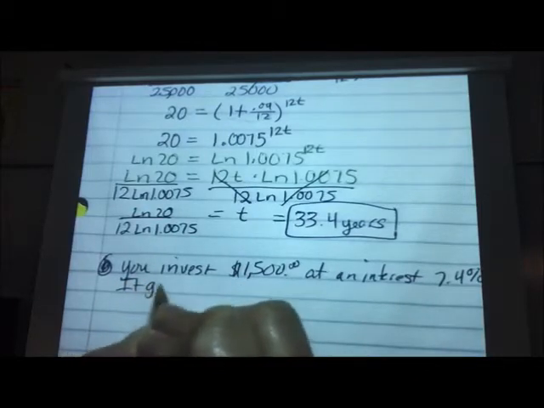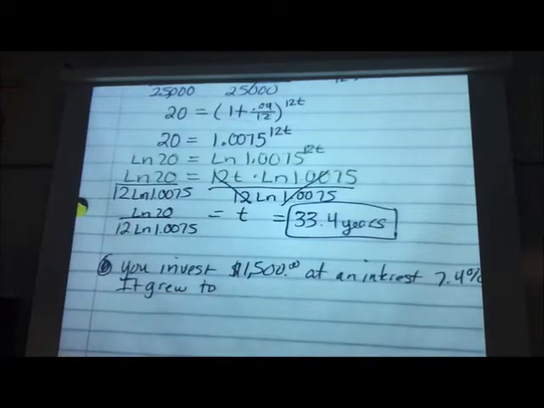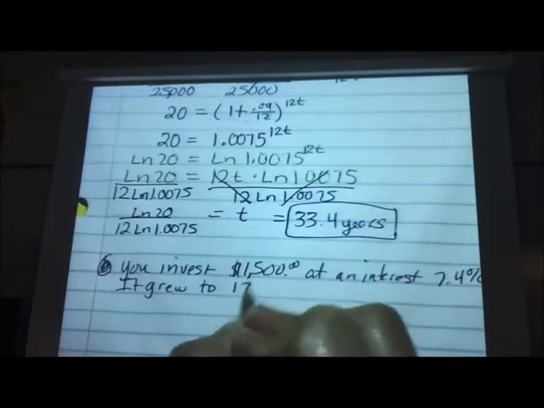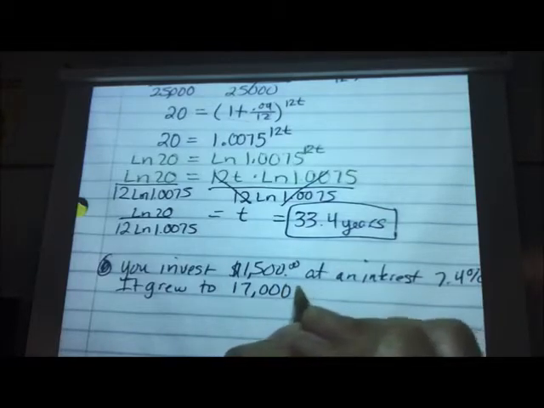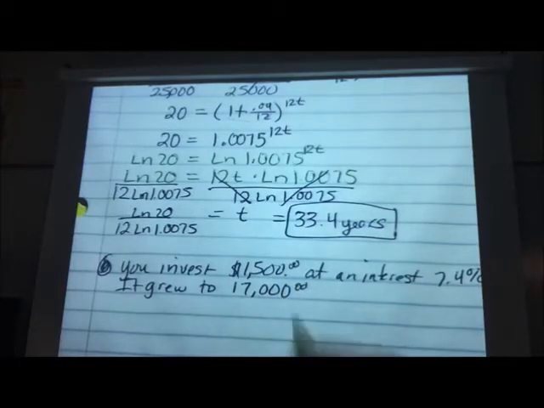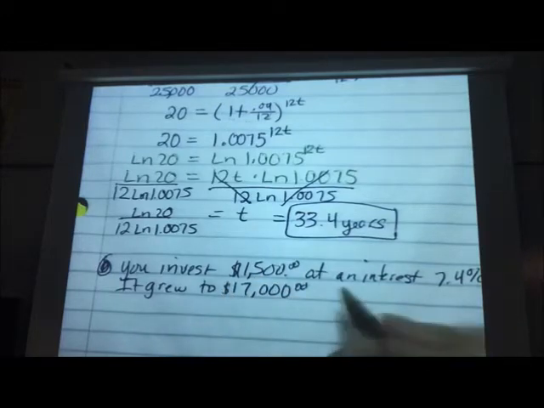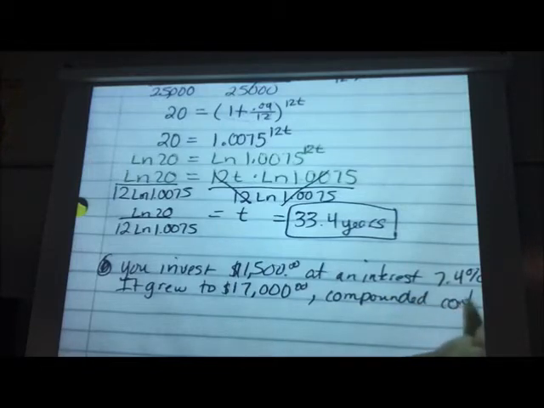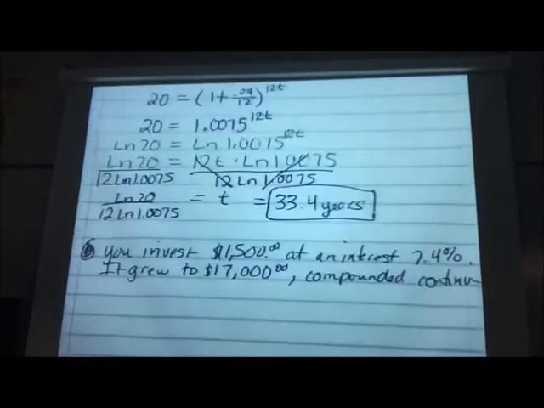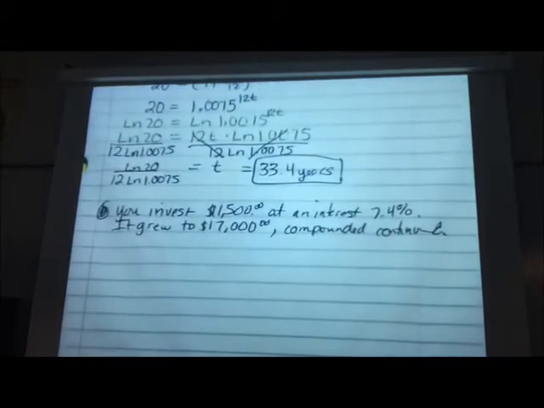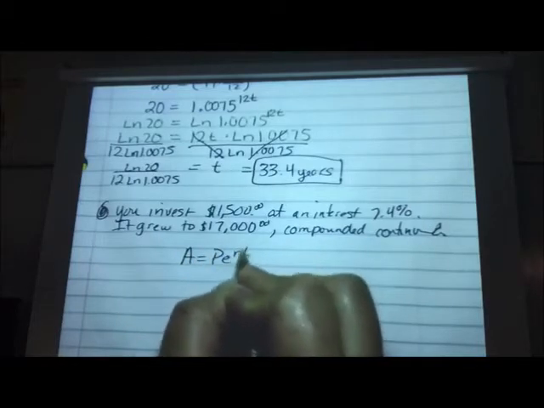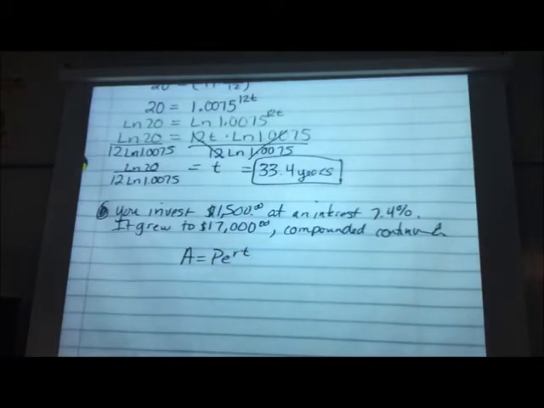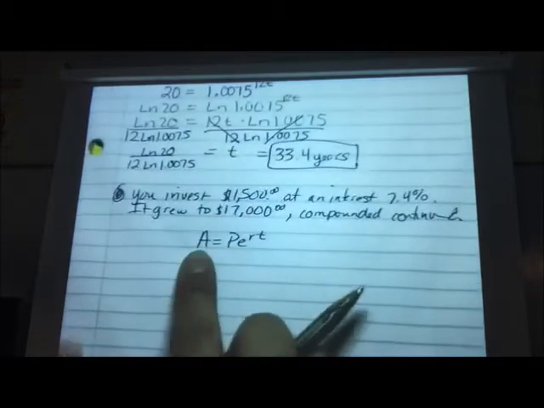It grew to, let's say, $17,000. I don't even know if this is possible, but we'll figure things out. And it is compounded continuously. So, does somebody remember what the formula for continuous compounding was? P-E-R-T. Very good. PERT. Yes.